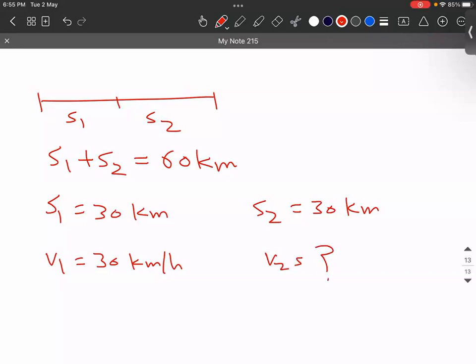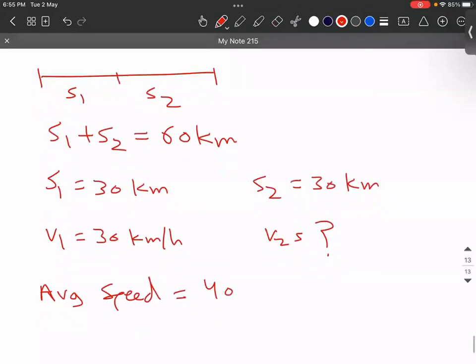Clear? So what have they told me again? They told me average velocity. The average speed or velocity? Okay, average speed, fine. Average speed is 40 kilometers per hour. Good.